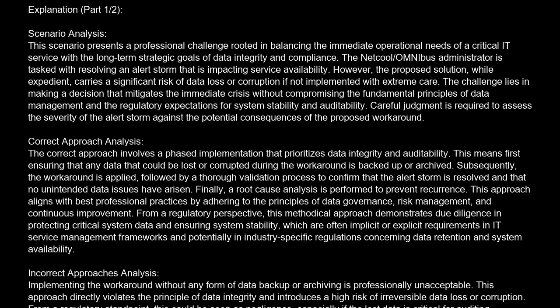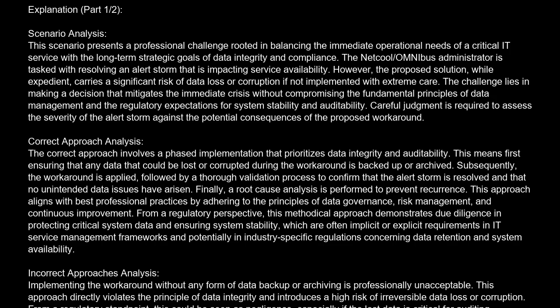From a regulatory perspective, this methodical approach demonstrates due diligence in protecting critical system data and ensuring system stability, which are often implicit or explicit requirements in IT service management frameworks, and potentially in industry-specific regulations concerning data retention and system availability.